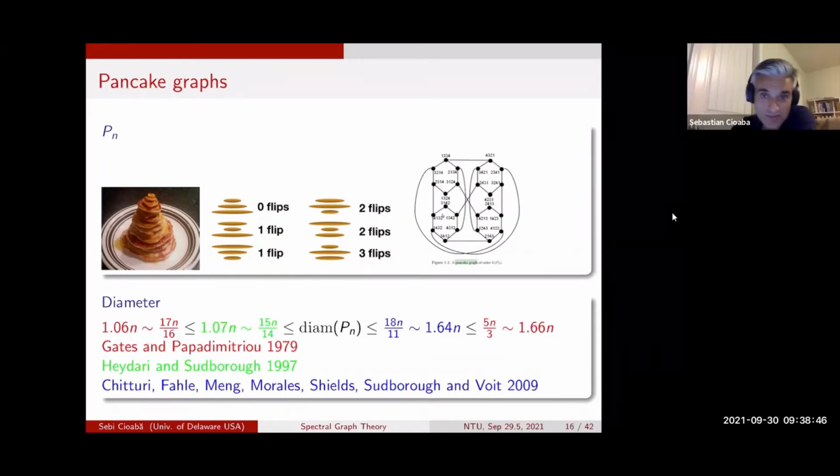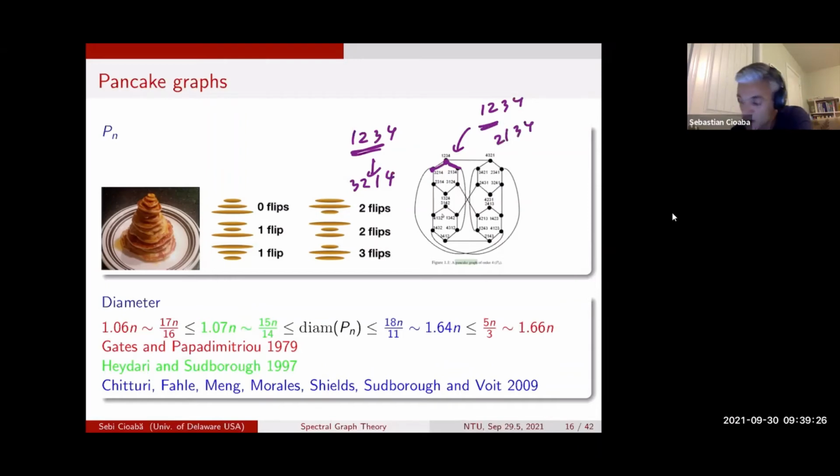Now, this pancake graph, you can think of it in terms of permutations. So you can think of vertices as being permutations, as you see on the right. And what you do is, two vertices are adjacent. For example, from 1, 2, 3, 4, I can go to 3, 2, 1, 4, because when I have 1, 2, 3, 4, I can flip the prefix and it becomes 3, 2, 1, 4. And from 3, 2, 1, 4, I can go to 2, 3, 1, 4, because I can flip the first two and so on.